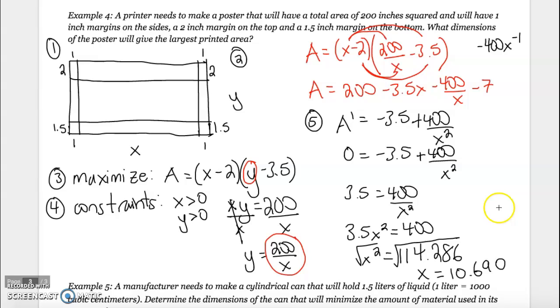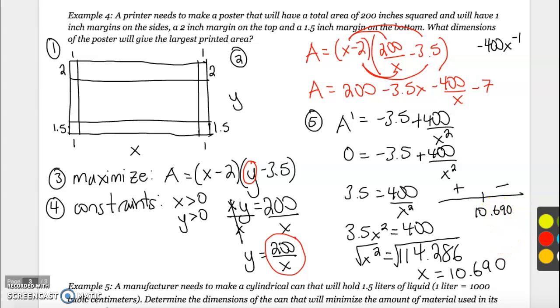And we are going to go ahead and do our sign chart just to double check. Just do a little mini sign chart over here. Usually if you only have one answer, that means it's going to be your answer. So if I plug 1 into my first derivative, I'd end up with a positive number. If I plug 12,000 into my first derivative, this would be a really small fraction. So a negative number plus a really small fraction would be a negative number. So this is in fact a maximum, or this would produce the largest printed area.